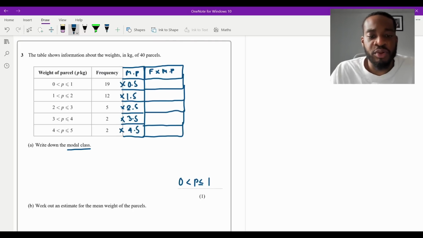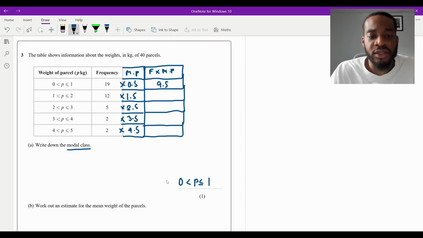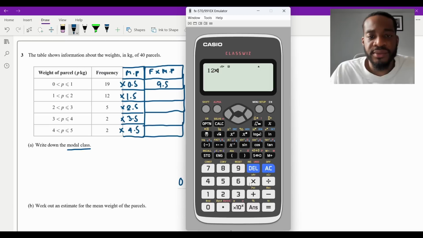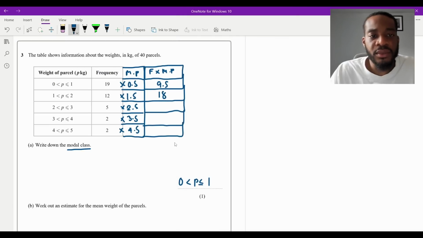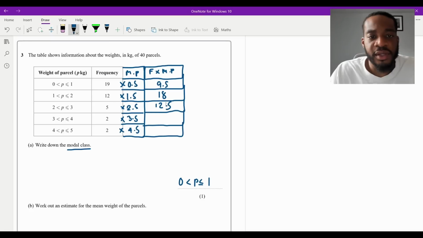So I'm going to just put these into my calculator and see what I get. So 19 times 0.5 is equal to 19 over 2, obviously, which is 9.5. 12 times 1.5, 18. 5 times 2.5, 12.5. 2 times 3.5 is 7, and that's 9. Yeah, okay. So now we've got this here.